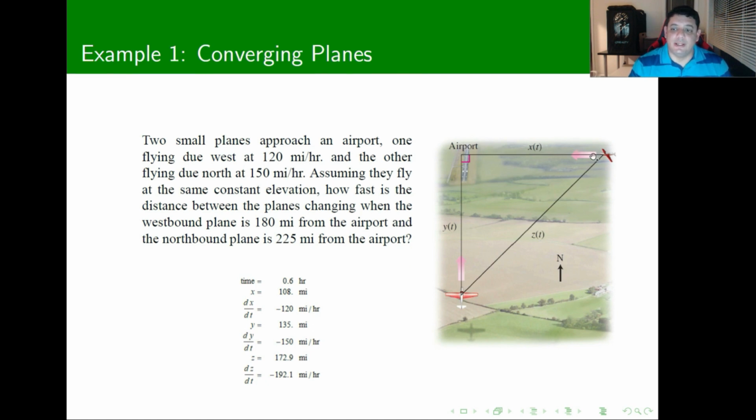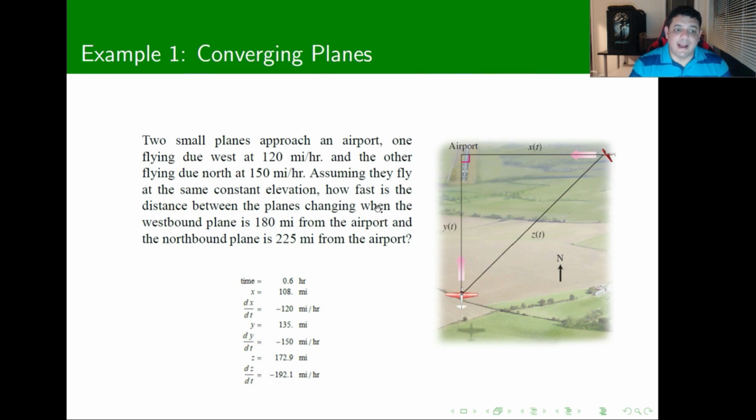The first plane is flying at 120 miles per hour. Notice that this is the rate of change of distance over time, or you can say that it is the speed. Okay. The other one also has a speed, a rate of change, of 150 miles per hour. This is the rate of change of distance over time. So again, the speed. We're going to assume that they fly at the same constant elevation.